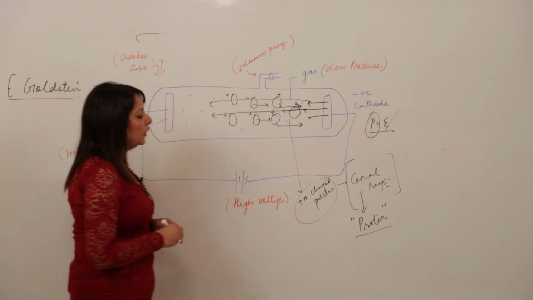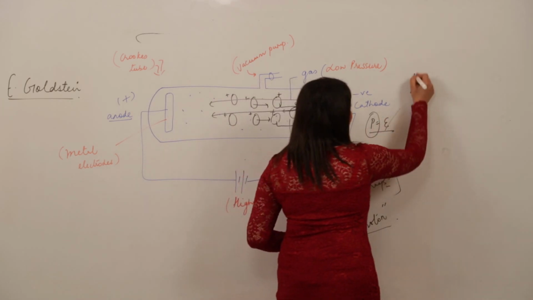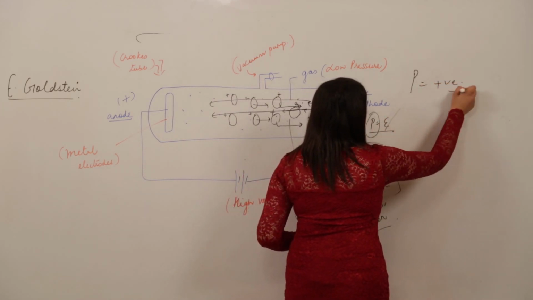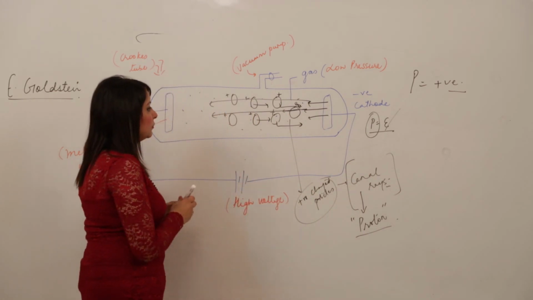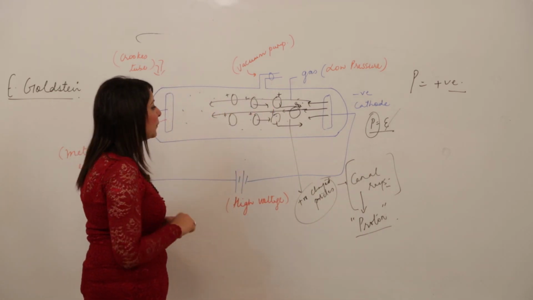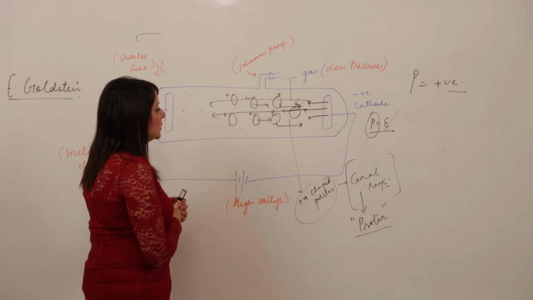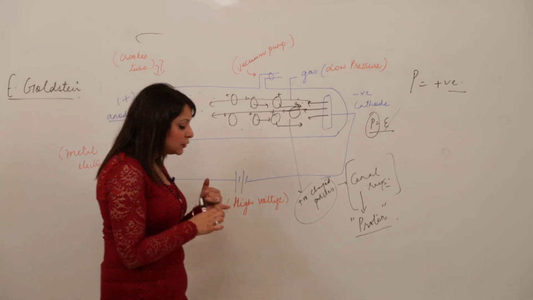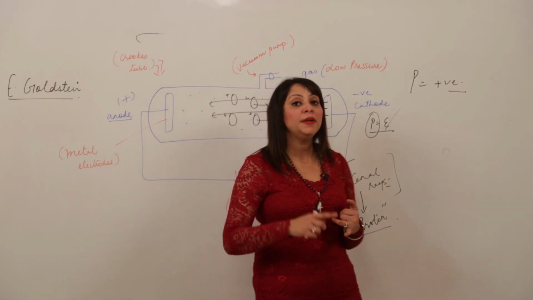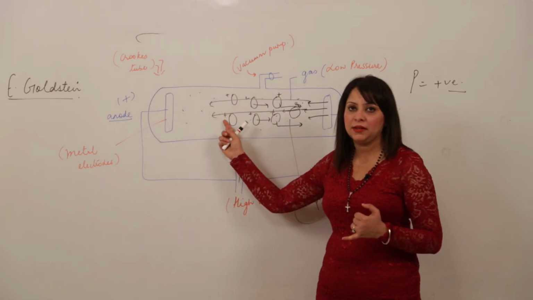So the charge of the proton is definitely going to be positive, because it is a constituent of the positive stream particles, the positive stream rays that were passing. And now coming on to the mass and charge to mass ratio. The mass and charge to mass ratio was found to be different for different gases taken.